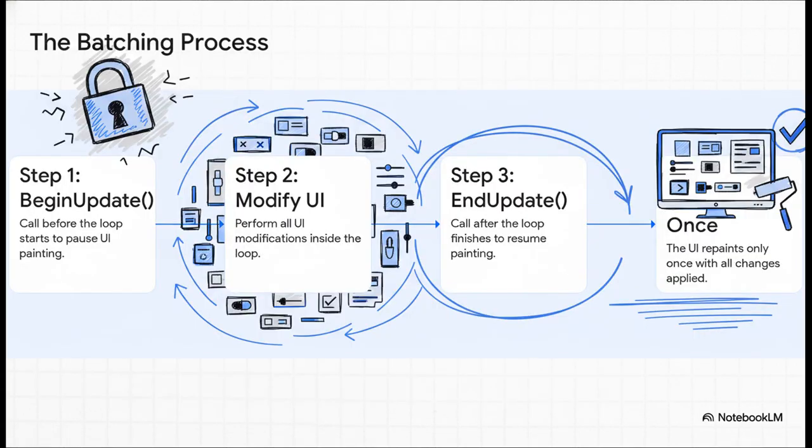And the process couldn't be simpler. Right before your loop starts, you call begin update. Then, inside the loop, you do all your work, creating and adding your controls just like before. And after the loop is totally finished, you call end update. That's it. The UI, which was patiently waiting, then redraws itself exactly one time with everything perfectly in place.